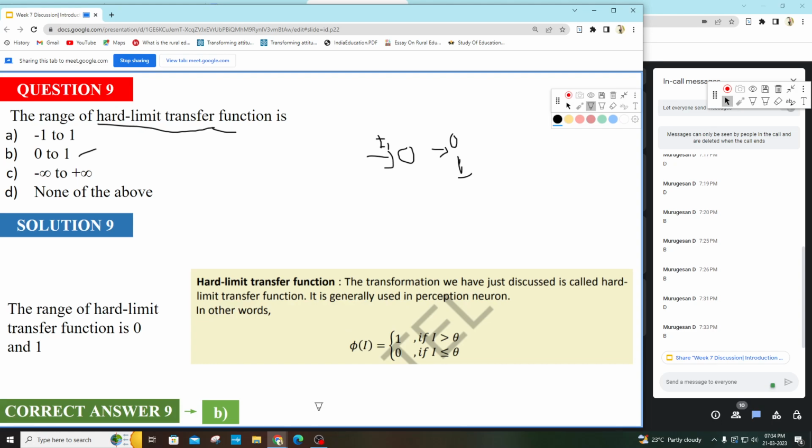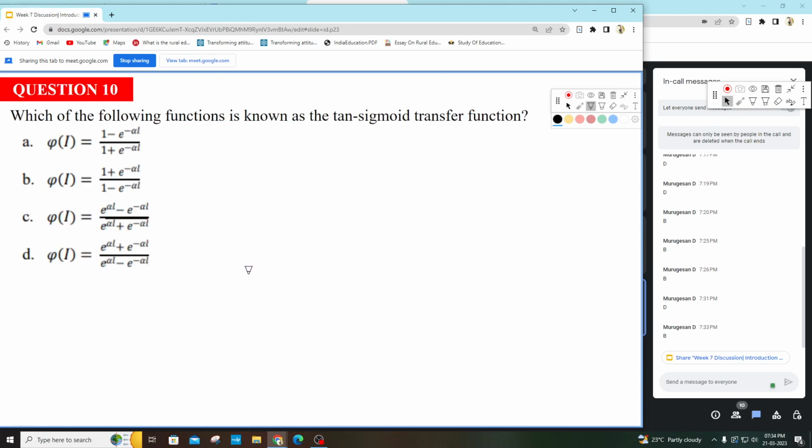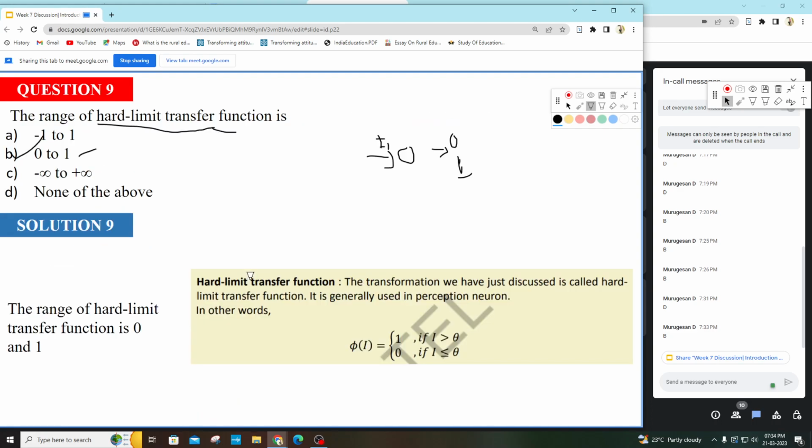So the answer is B. Sir, why is it called hard limit? Why is this name called hard limit? The word limit is hard. Why is it hard? Hard limit means, I think, it is because it is giving you only two limits, that is 1 and 0.